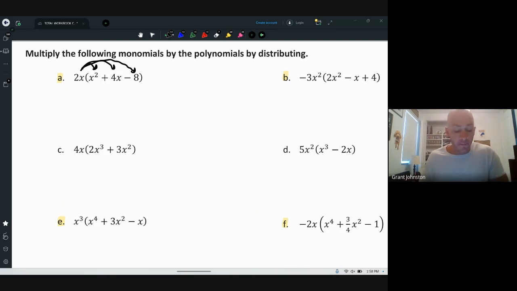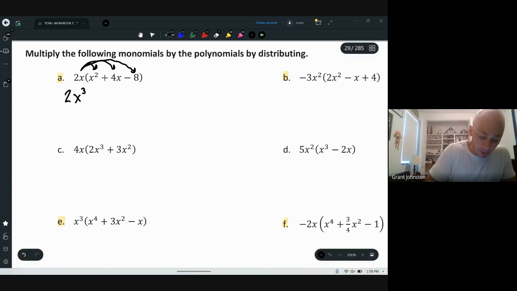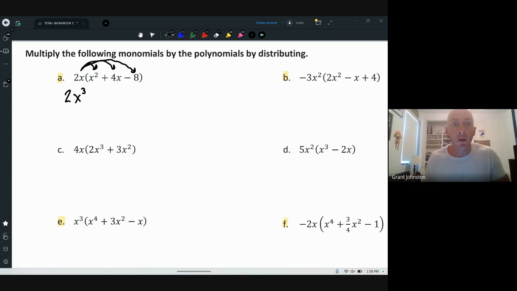So 2x times x squared. This is like a 2x, remember, times like a 1x squared. And remember, this is like a 2x to the first, right? So the 2 times the 1 is just 2. And then x to the first times x to the second, by our exponent rules, we know to add those exponents. That's going to be x to the third. So the x to the first times the x to the second is going to be x to the third. We add the exponents when we multiply terms with the same base, right?